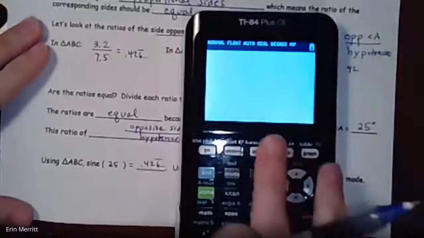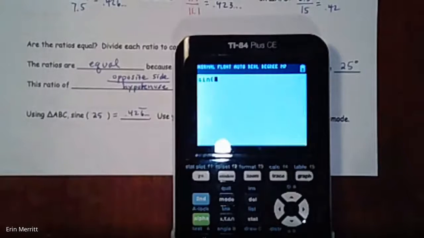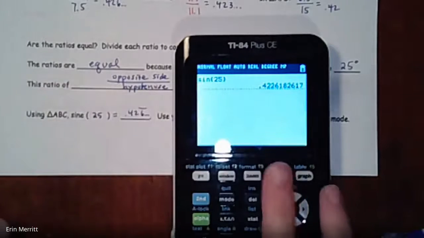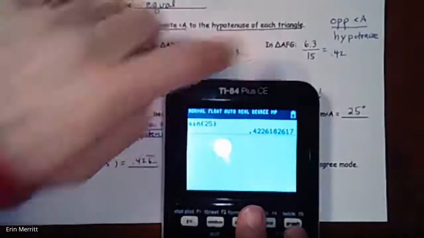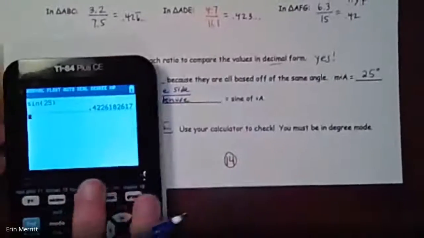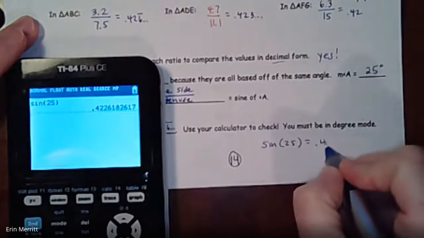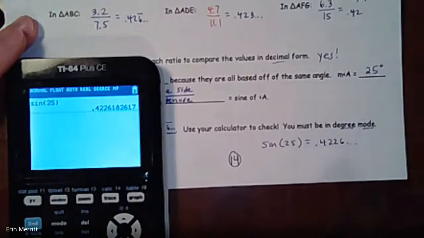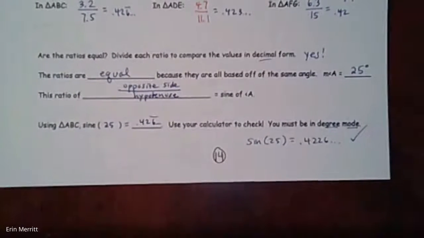Now what I'd like you to do is hit the sine button, it'll open up a parenthesis, then type 25 degrees and close it up. When you hit enter, that is the ratio we should have come up with. We did it 3 times over, and we came up with answers pretty close to that. On the calculator, sine of 25 comes out to be 0.4226 and so on. That's what I was saying about having to be in degree mode. But it checks out pretty well. We did a pretty good job.